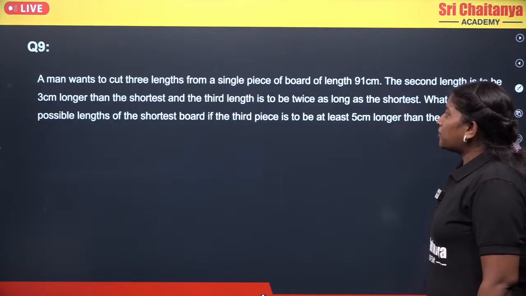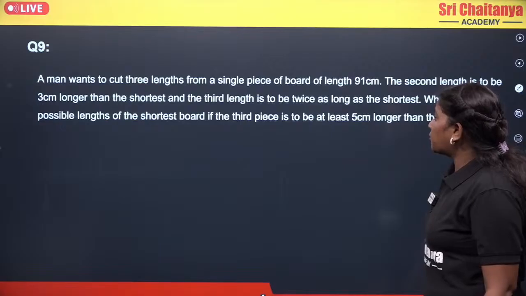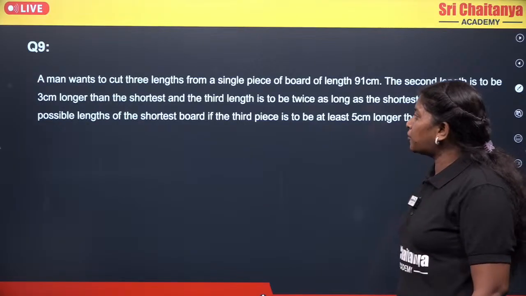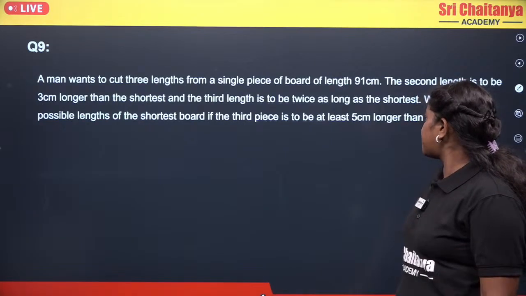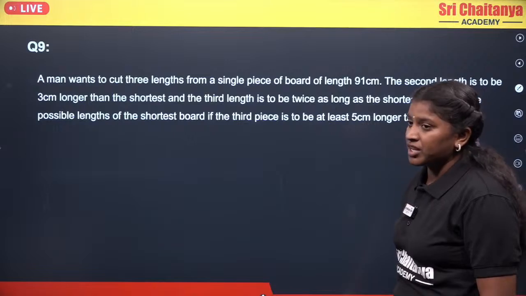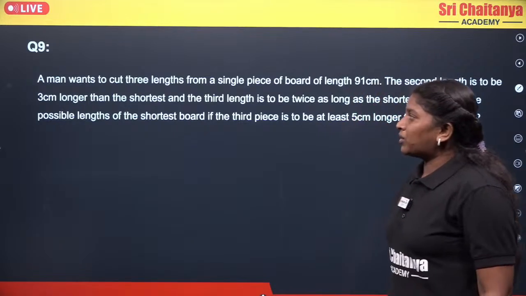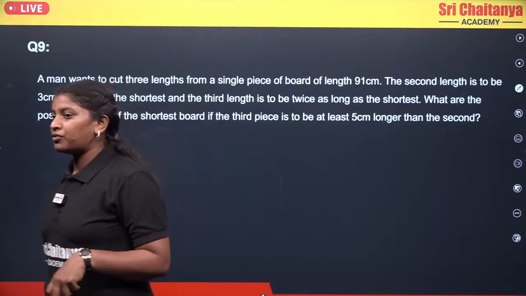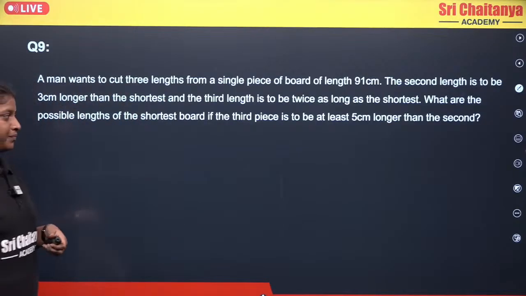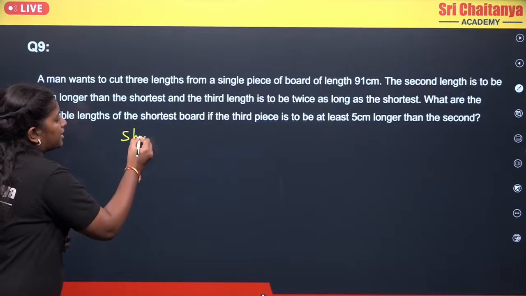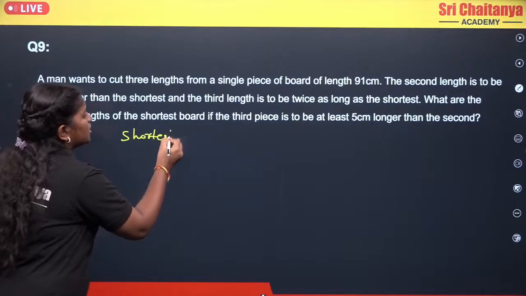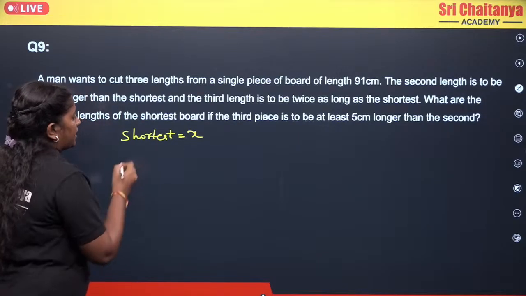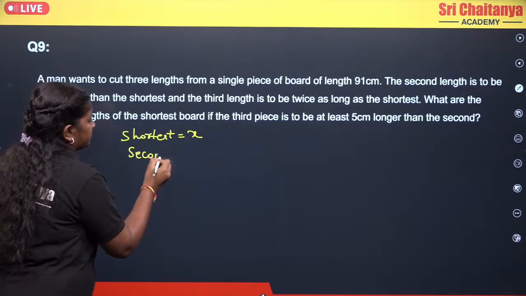So the third length is to be twice as long as the shortest. What are the possible lengths of the shortest board if the third piece is to be at least 5 centimeters longer than the second? So now tell me, if I consider my shortest length as x, then what will the second length be?